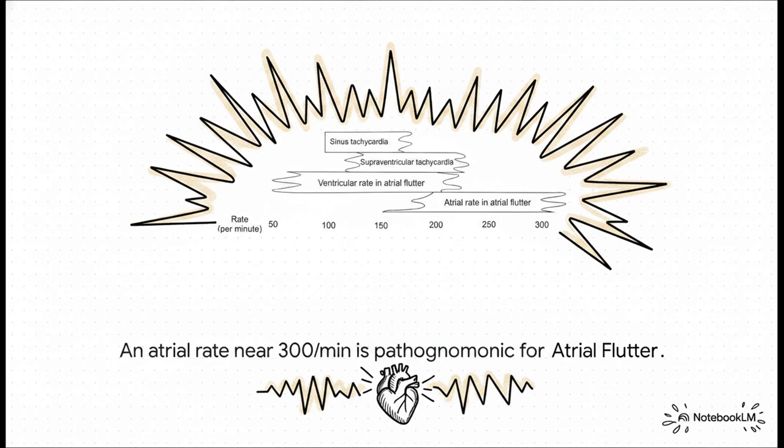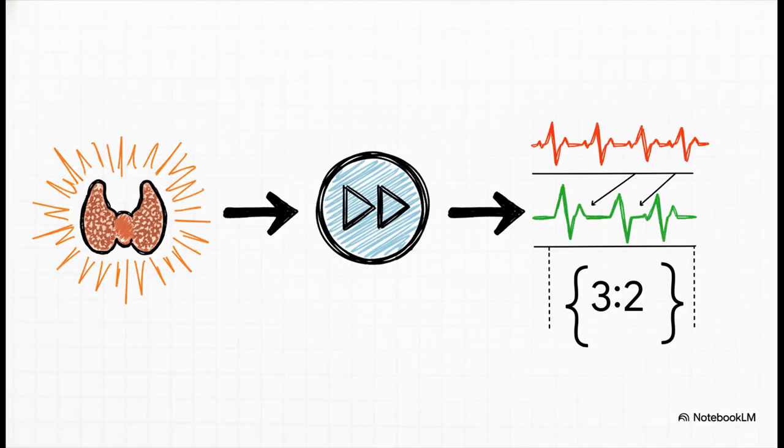arrhythmia. Pathognomonic is a great word. It means its presence definitively identifies a particular condition. And in this case, that condition is atrial flutter. As you can see from this chart, no other regular supraventricular tachycardia typically operates at this specific atrial rate. So, the final diagnosis is atrial flutter with 3-to-2 AV Wenckebach conduction.